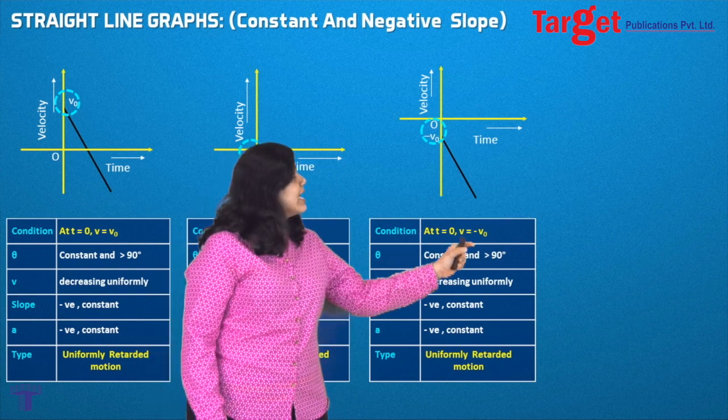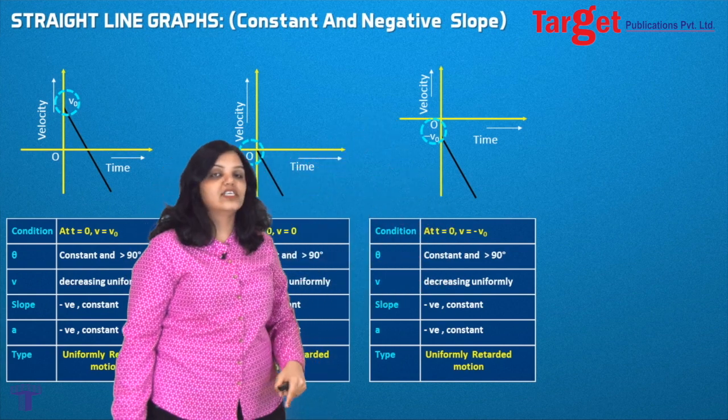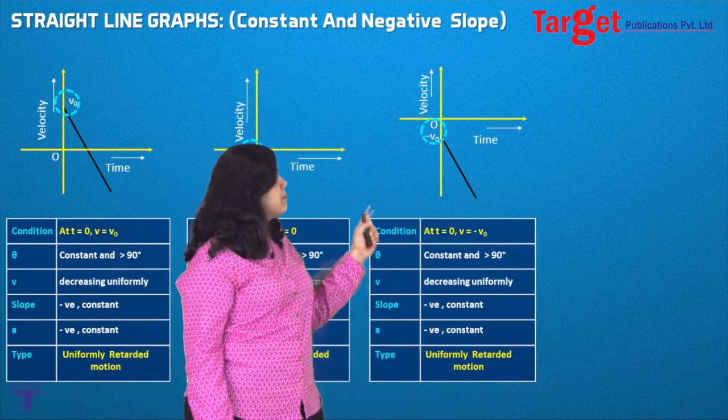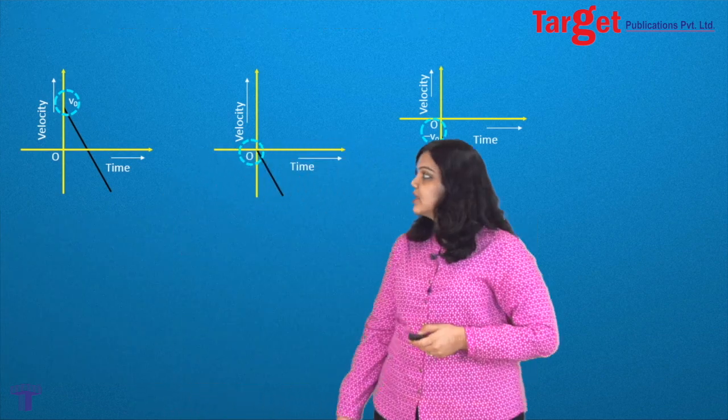So here you can see at t is equal to 0, v is equal to minus v naught. I'm not going to repeat the remaining points. It's exactly the same motion except the beginning or the initial point.